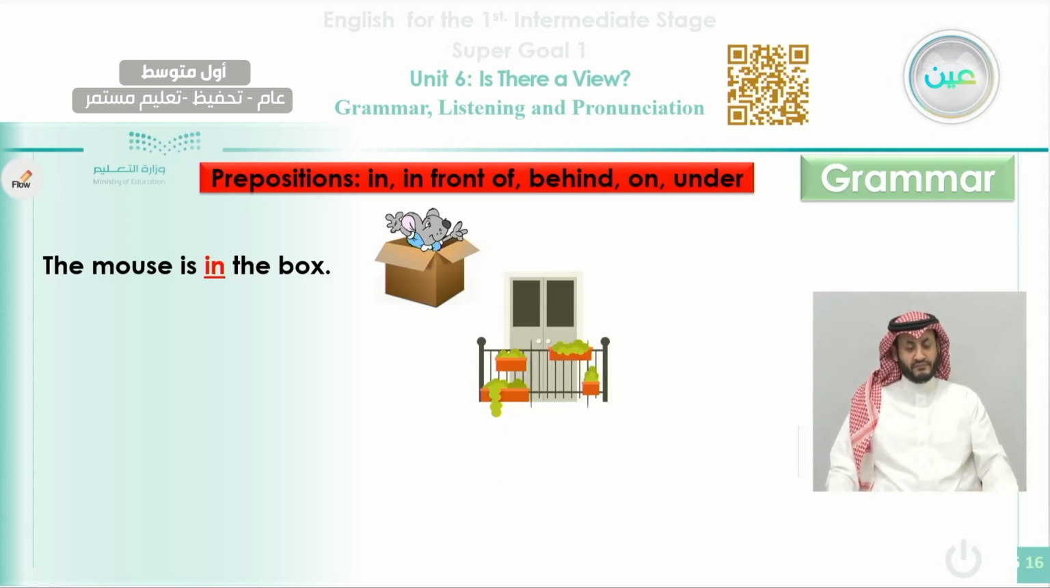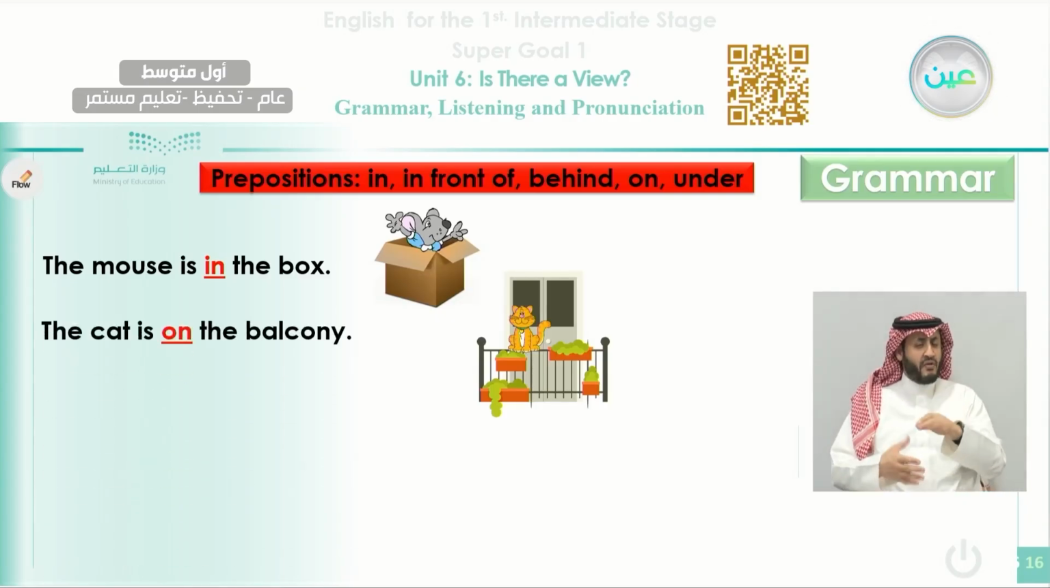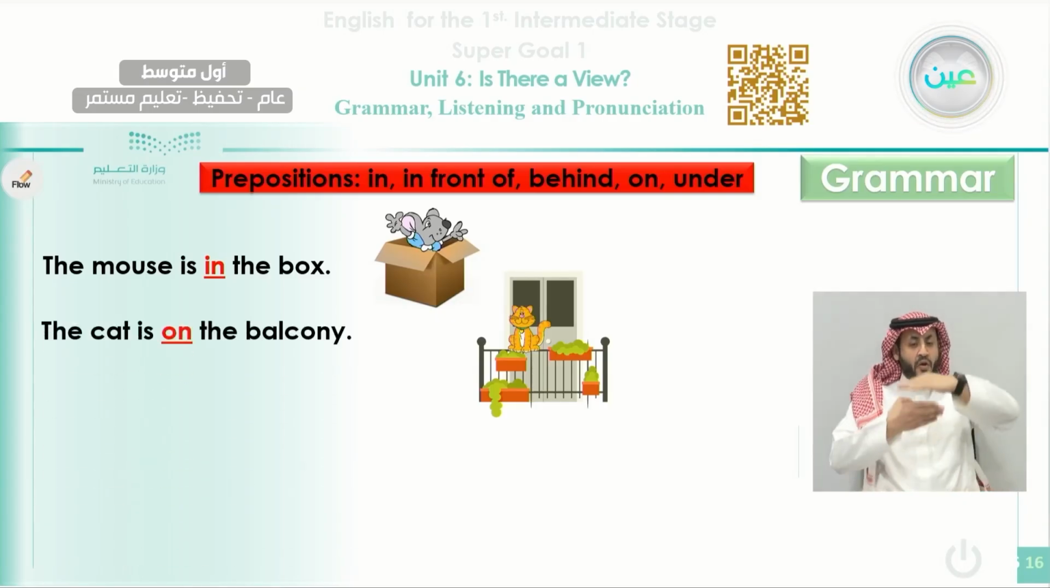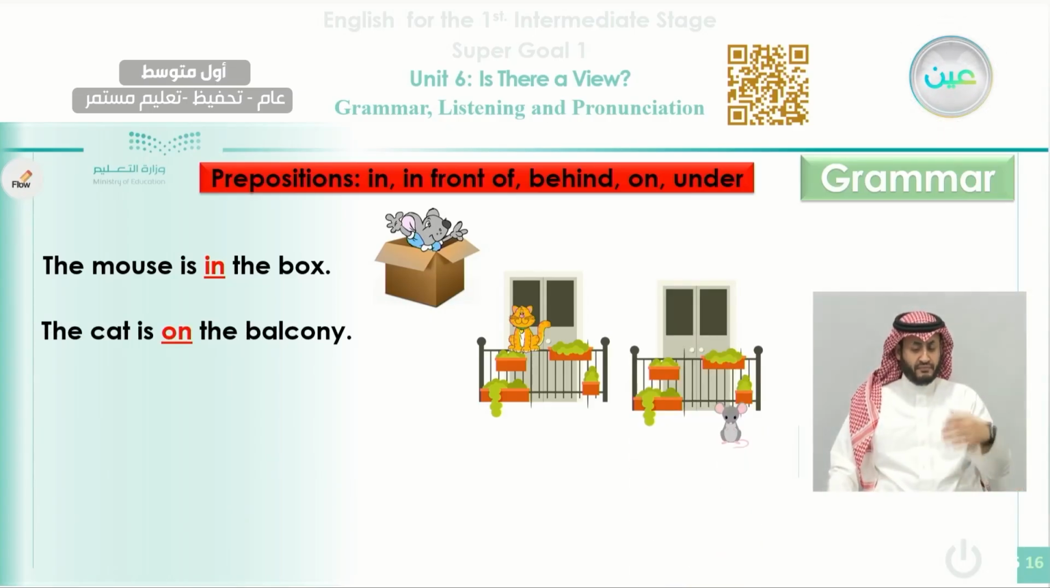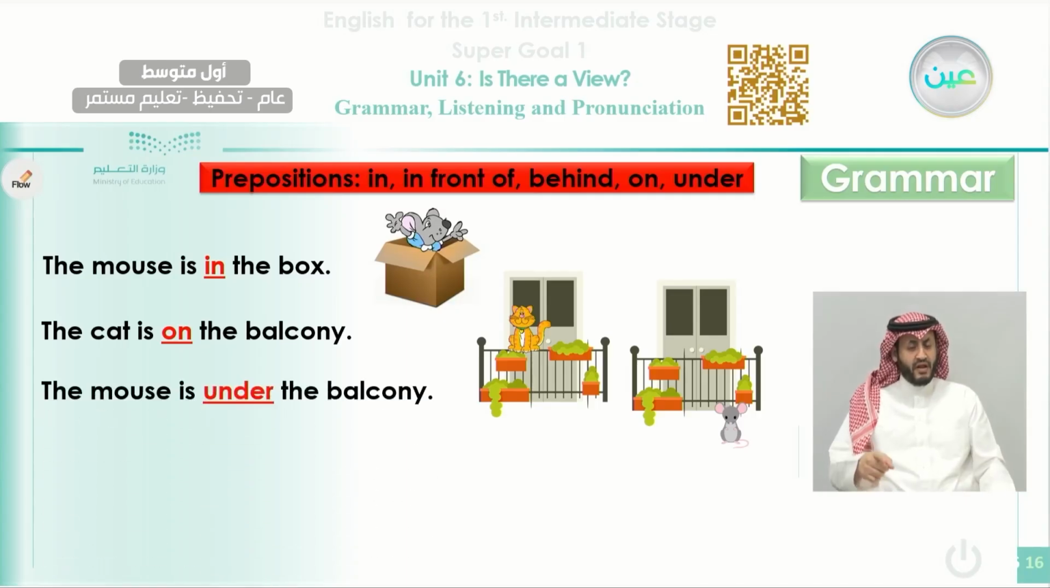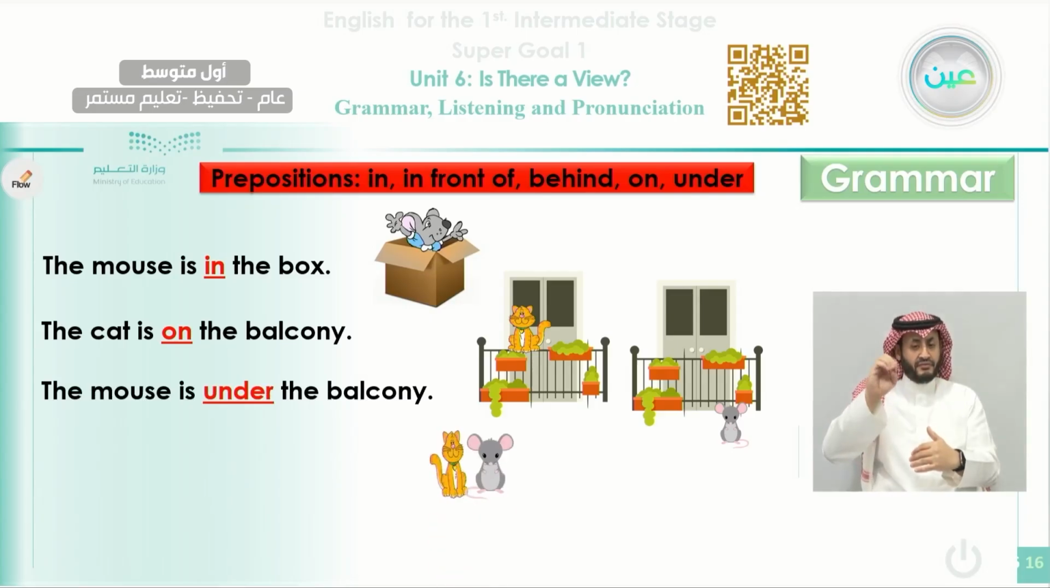Okay, now here we have a balcony. What do we have on the balcony here? We have a cat. Where is the cat? We can say the cat is on the balcony. It is on. You can see where the cat is. Okay, another picture here about the mouse. Where is the mouse? We can say the mouse is under the balcony. The mouse is under, okay, below the place here.